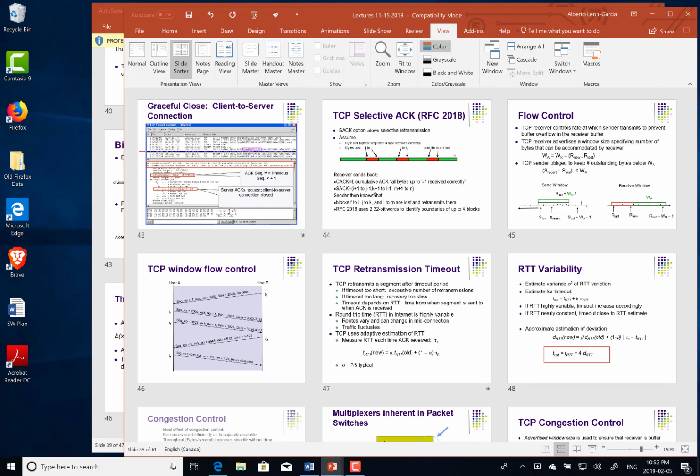And then the final topic was flow control. Flow control was to prevent one machine from overwhelming the other, in the sense of sending so many bytes that it overflows the buffers in the receiving machine. And so TCP flow control has an advertised window, WA, that has the receiver tell the transmitter, I've got this much room, don't send more bytes than that, and has the sender ensuring that it complies.